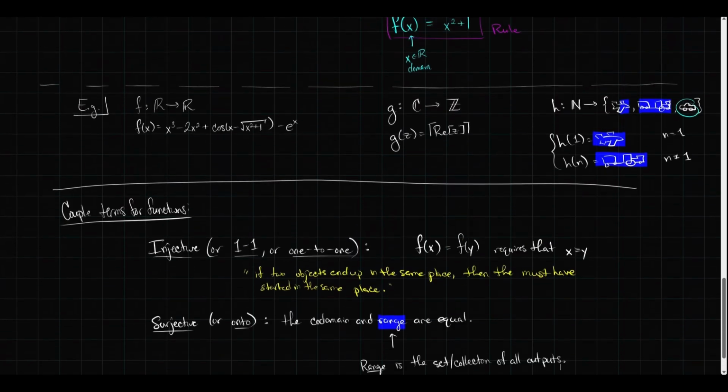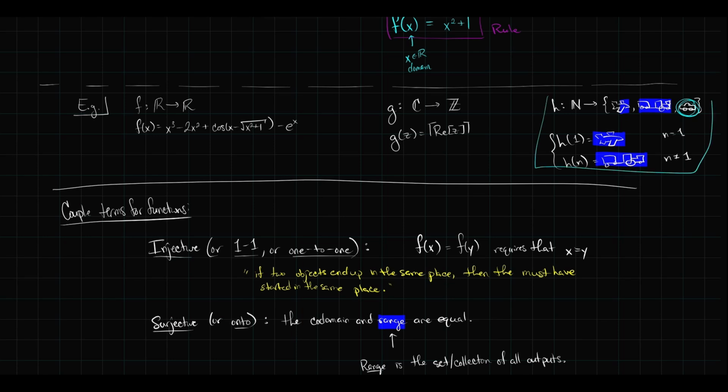Now we can scroll up really quick, and the example of the poor automobile was not in the range, because there's my only two outputs. The automobile was not hit, but these two outputs are in the range. And so this is a nice example of something which is not onto, because there's something in the codomain which is not in the range.